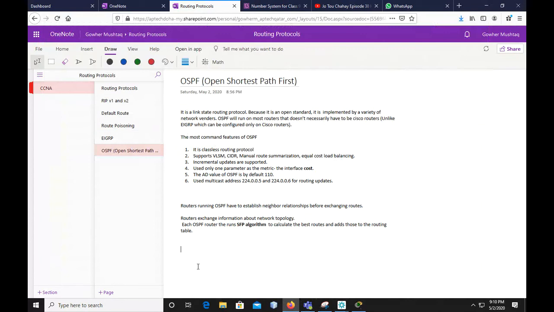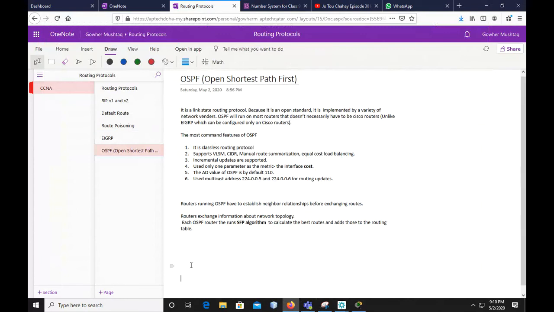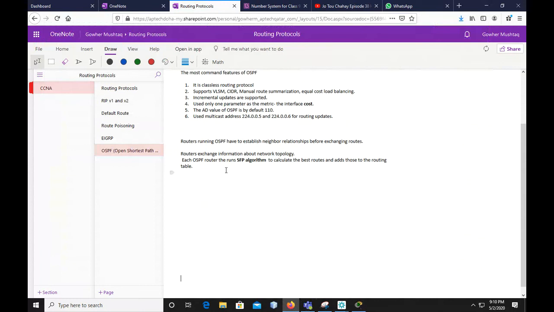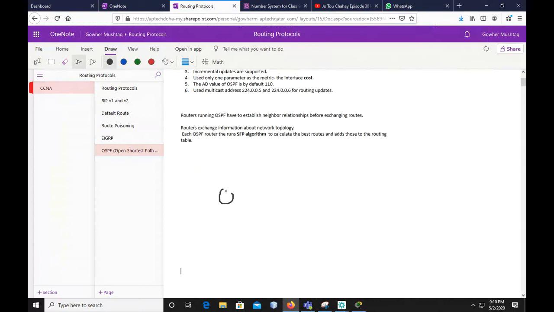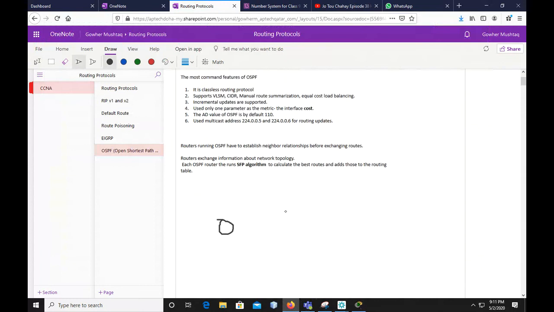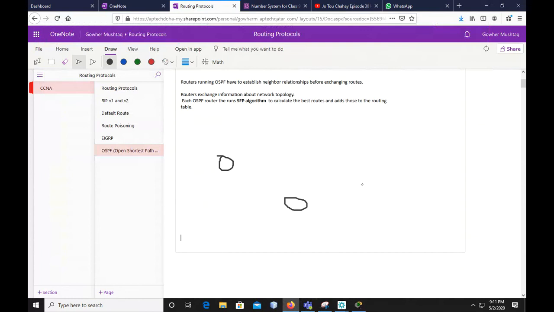For example, we are going to draw a topology here. I have one router here. This is my own router. So what happens? This is another, this is another, this is another, and this is another. They are all linked together.